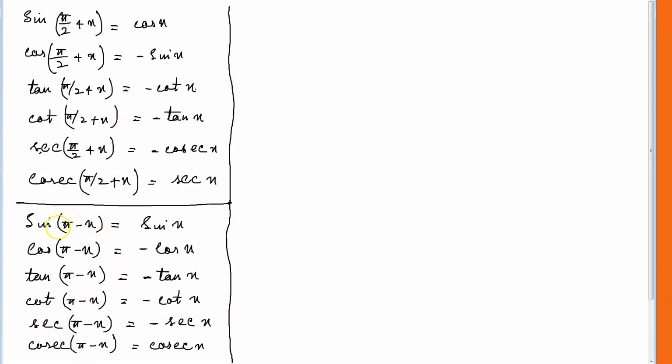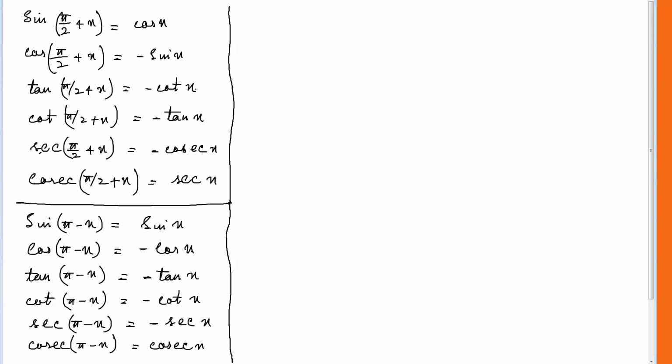But you need to remember that in the case of pi, basically there is no change between the trigonometric ratios. The trigonometric ratios remain the same. Whereas in the case of pi by 2, the trigonometric ratios were changed to their counterpart, meaning that sine and cos, tan and cot, and secant and cosecant, right?